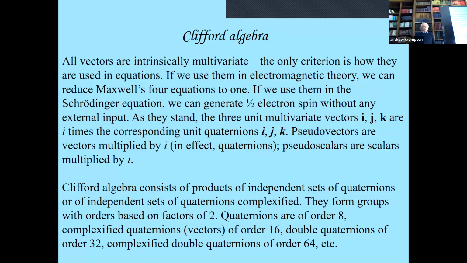Now, how do you construct a Clifford algebra? Very easy. You just take any number of quaternion sets you want, as long as they're independent and commute with each other. It doesn't matter how many you do, that's a Clifford algebra. And you can also complexify the whole thing, and that's also a Clifford algebra. And they form groups with orders based on 2. So quaternions are order 8, they're a basic Clifford algebra. Complexified quaternions 16, double quaternions 32, and complexified double quaternions of order 64.